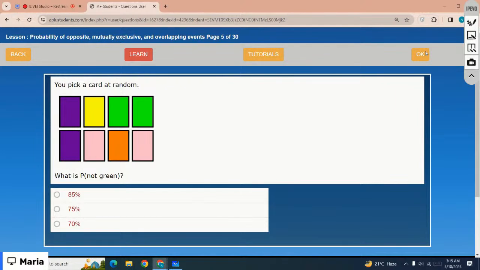You pick a card at random. What is the probability of not green? Yeah, 6 out of 8. And when you convert it into percentage form, that would be 75% it is, right? Just multiply by 100%. 75% it is.